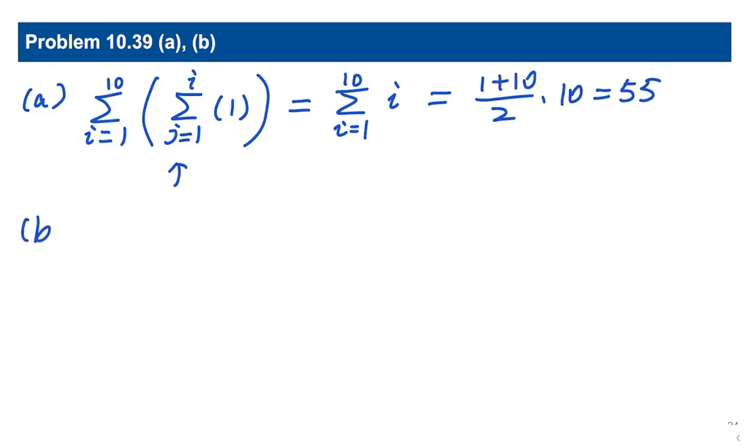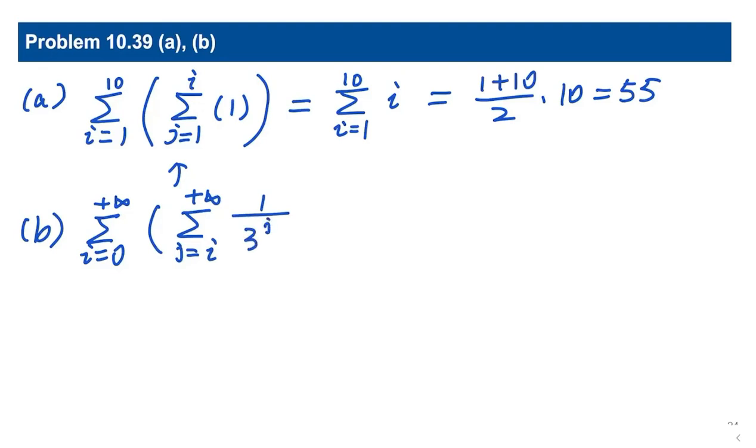Now let's see part B. Sum over i from 0 to infinity, then sum over j from i to infinity, of 1 over 3 to the power j.